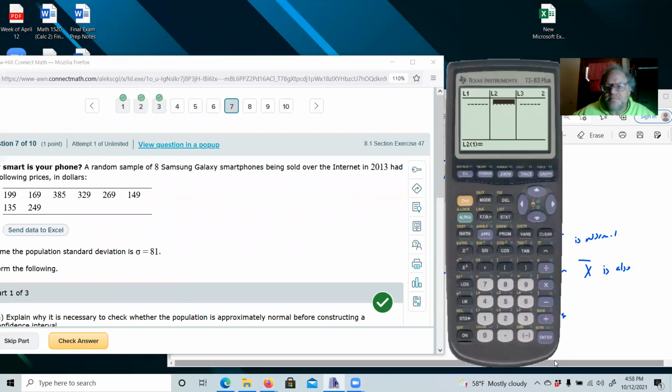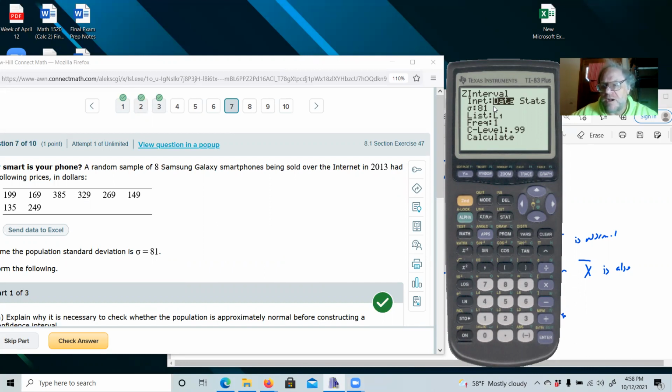Okay, so I'm going to say enter. Go back to list one here, and we have 199, 169, 385, 329, 269, 149, 135, 249. Now we're going to go back to our stat, over to tests, down to Z interval, and we selected data. What's the standard deviation here? Okay, standard deviation was 81.